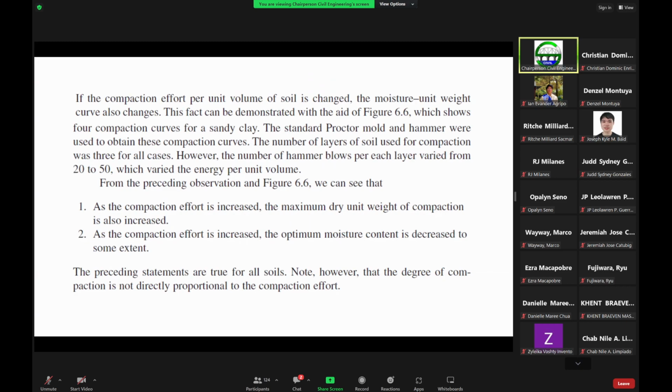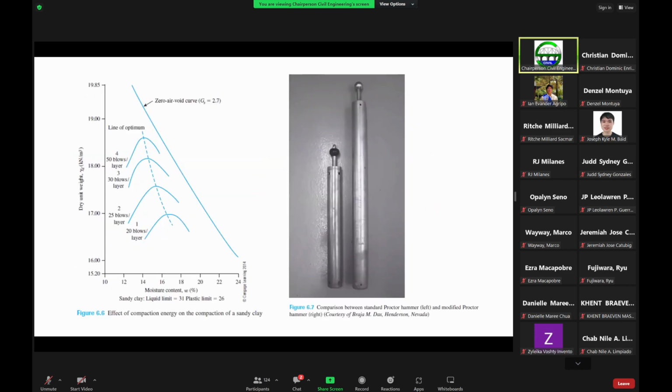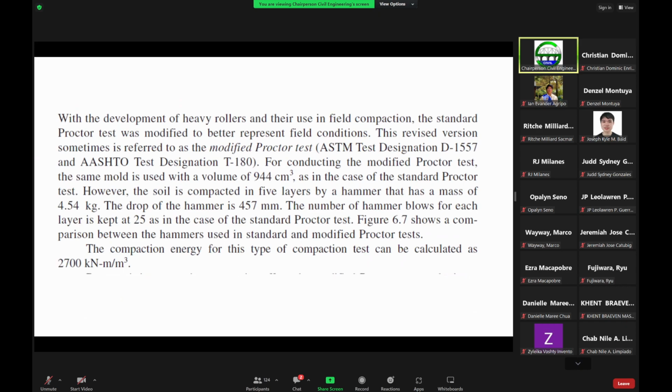These statements here are true for all soils. However, the degree of compaction is not directly proportional to the compaction effort.